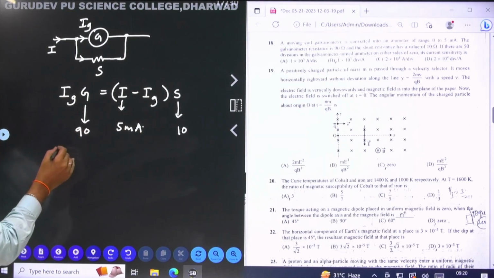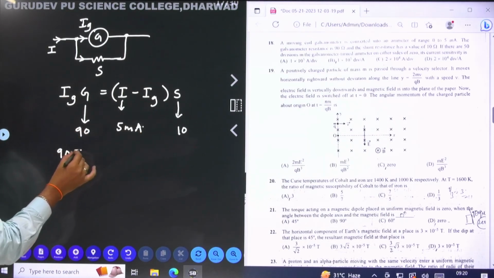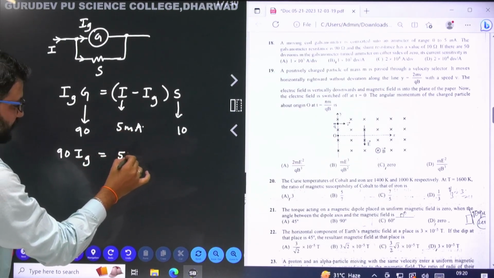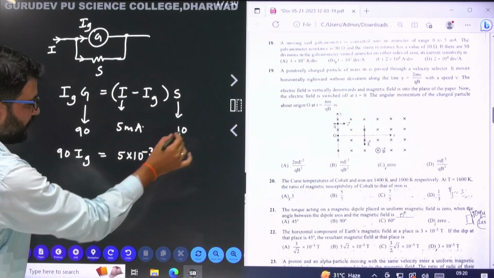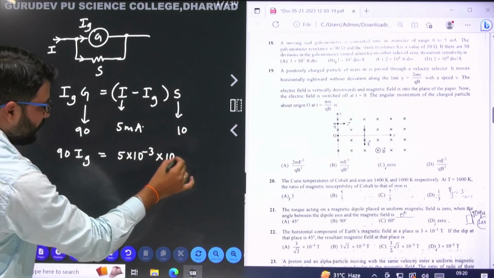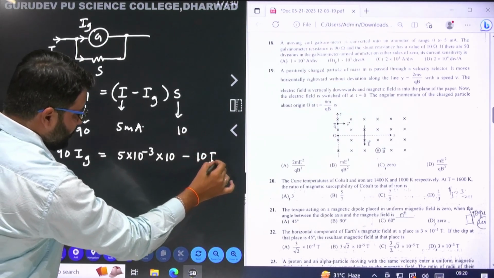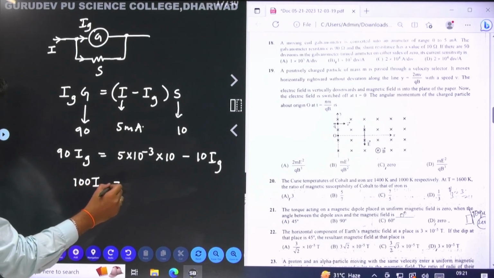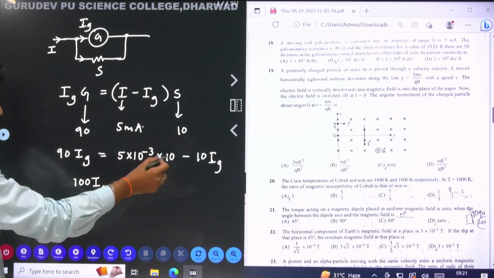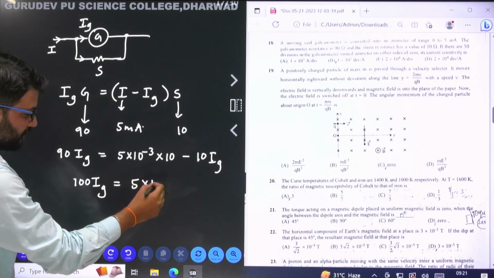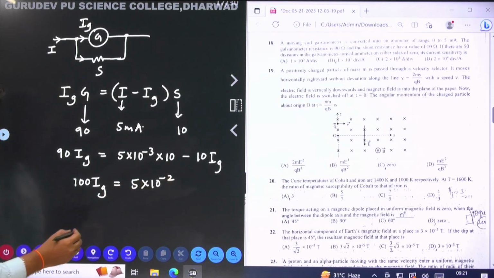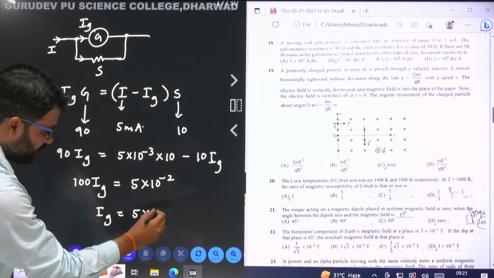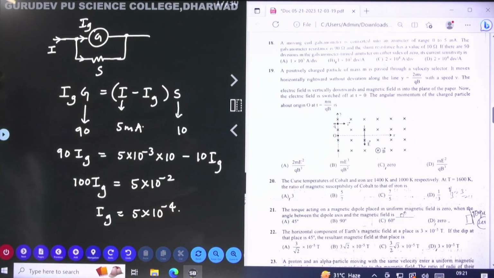Simplifying this, I would get 90 Ig is equal to 5 milliamperes. I would write 5 into 10 raised to minus 3, and this 10 I would multiply into the bracket, and I would have here 10 Ig. Take this 10 Ig on this side, you would get 100 Ig is equal to this. Simplifying, it becomes 5 into 10 to the power minus 2. Further simplifying, you would get Ig is equal to 5 into 10 to the power minus 4. So this is your value of Ig.